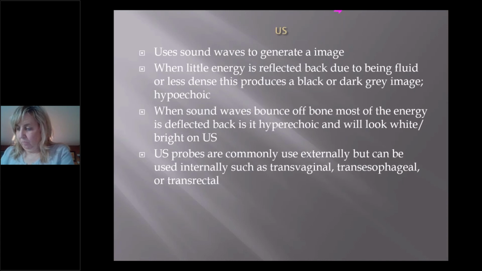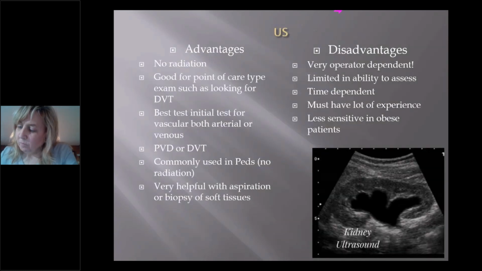Ultrasound probes are most of the time utilized externally. However, you certainly can utilize them transvaginally, transesophageal, and even in some cases transrectal if you're looking at, say, a prostate. So what are some of the advantages and disadvantages? Obviously, advantages, no radiation, great for point of care services, looking for things like DVT in the emergency room, using them for trauma to look for blood in the belly. It's a good initial test for vascular, whether it be arterial or venous.